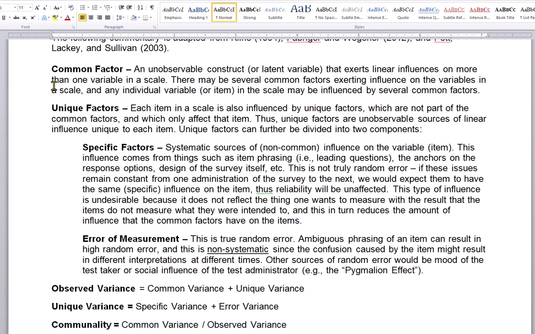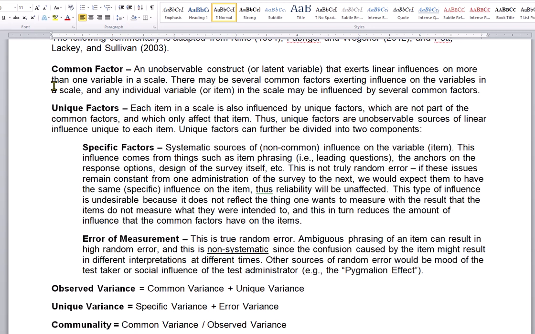And every time you use the scale, you're going to have a similar amount of positive influence based on the wording or phrasing of that particular item. So leading questions that push people to answer in a certain way, you can say that that is a specific factor, in terms of a part of the unique factor, which is a type of error.